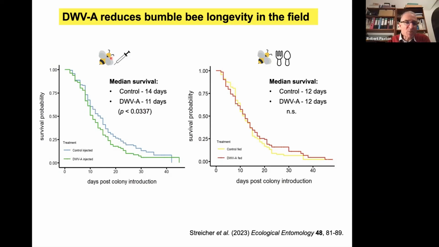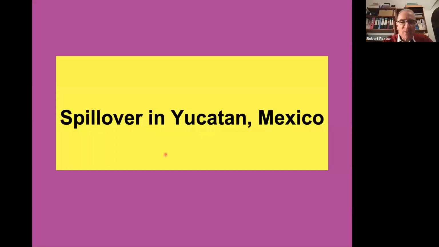Those that are injected with virus live slightly shorter than those that were injected with control solution, suggesting there is some impact in the field, but it's a small impact. Okay, I'm going to now take you over, in my last data set, to the Yucatan Peninsula, where we've tried to replicate that using tropical bees.